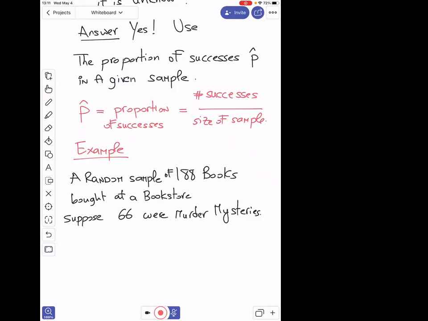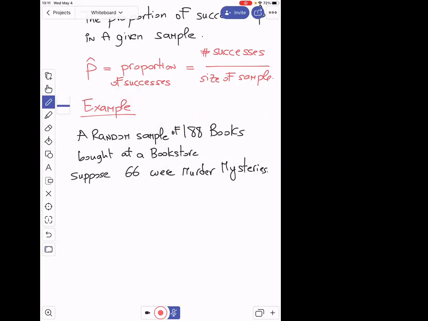So when you select a random book, we have 188 books, right? It's just a sample. You have a sample of 188 books, and you know that out of the 188, 66 books are murder mysteries. So there is no normal distribution here. We don't have anything else. We have just a sample, right?